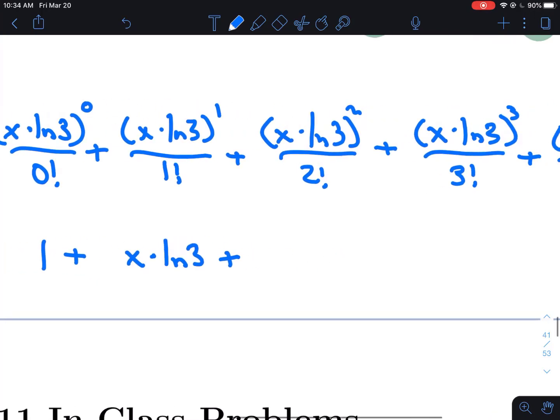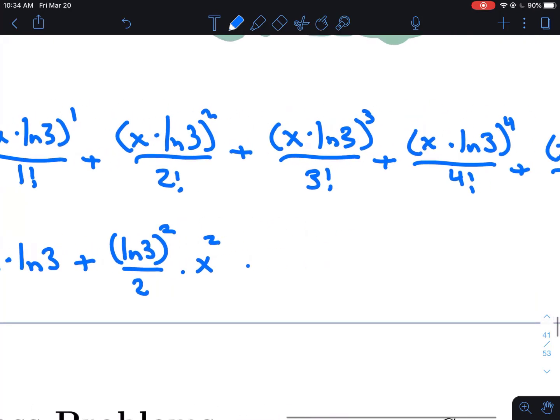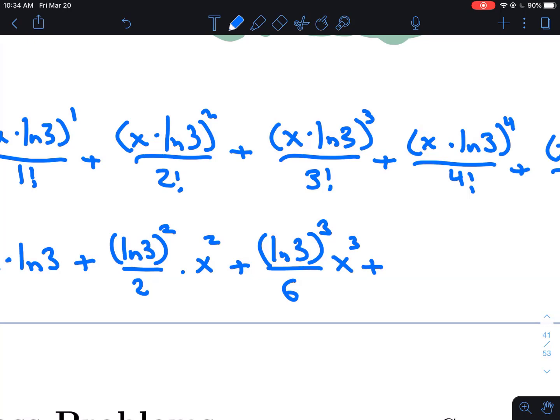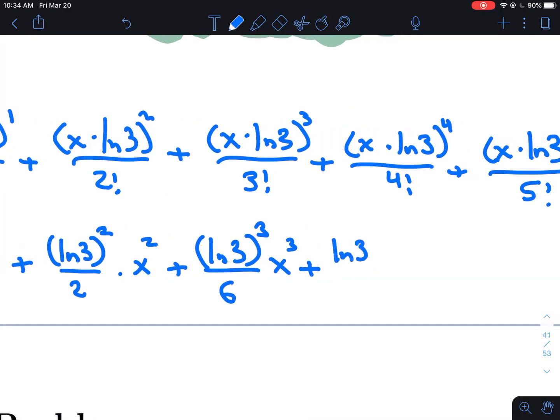All right, squaring things now. So natural log of 3 being squared. 2 factorial is just 2. And of course, we have x squared. So again, trying to combine together all of my coefficients and all of my powers of x. Here we're going to have the natural log of 3 being cubed. 3 factorial, so 3 times 2 times 1, that's going to be 6. And we have x cubed. Now we have the natural log of 3 raised to the 4th power, divided by 4 factorial. So 4 times 3 times 2 times 1, that's going to be 24.